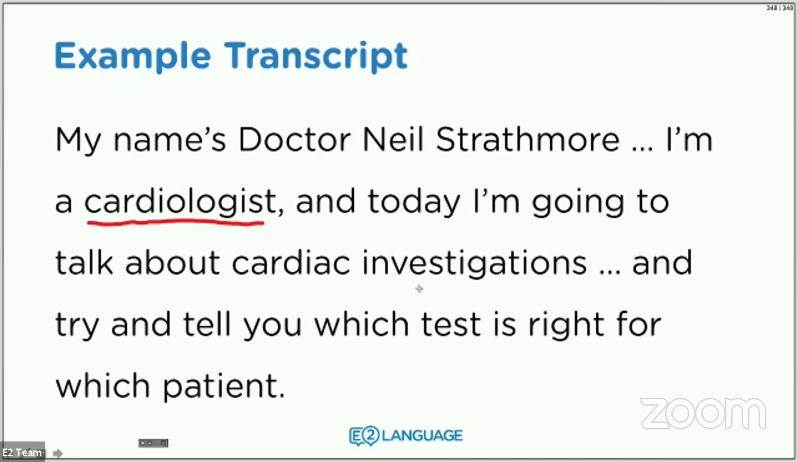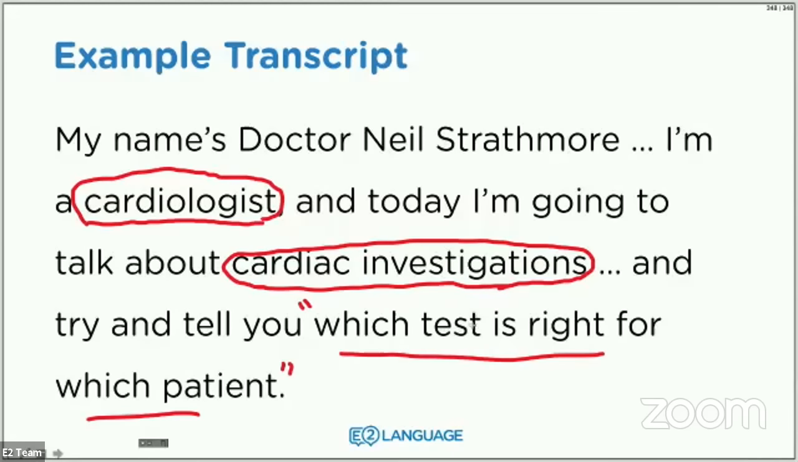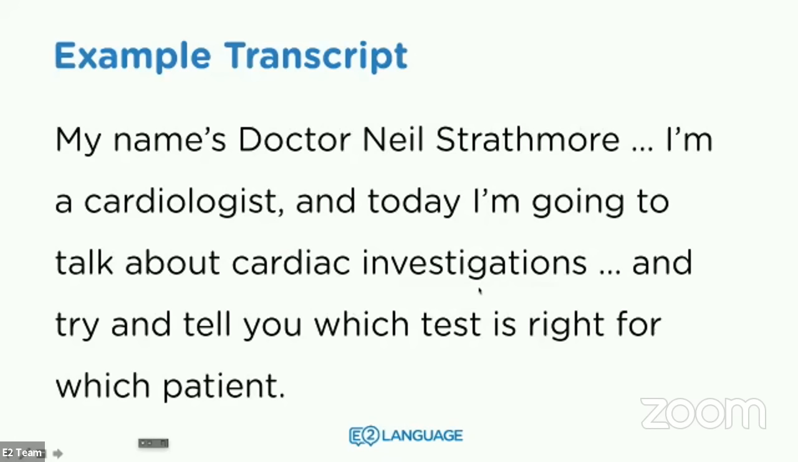Okay, so you can see before, and if you remember correctly from that first question we saw, I'm a cardiologist. And the second question was, what was the purpose of this lecture? Today I'm going to talk about cardiac investigations and try to tell you which test is right for which patient. Now you can write that verbatim, word for word, or you can write another way, that would be fine. But you can see that the answers to the questions are going to be hidden in amongst the other words. That's what you're listening for.